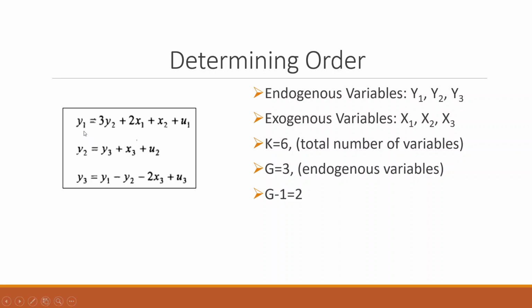We have y1 equals 3y2 plus 2x1 plus x2 plus mu1. y2 equals y3 plus x3 plus mu2. y3 equals y1 minus y2 minus 2x3 plus mu3. How many endogenous variables are there? 1, 2, 3. How many exogenous variables are there? x1, x2, x3. Total number of variables is 6. The total number of endogenous variables, or total number of equations, is 3. So G minus 1 is 2.